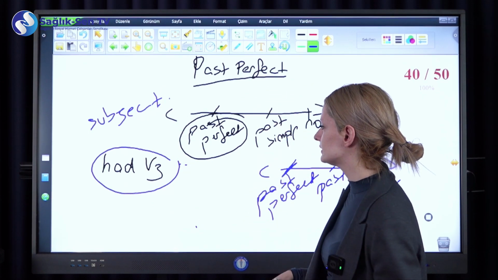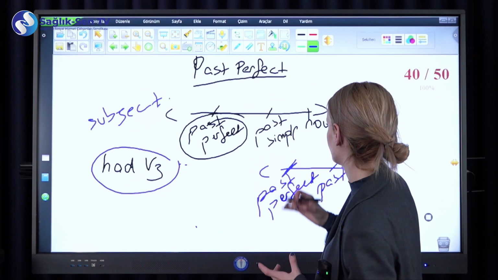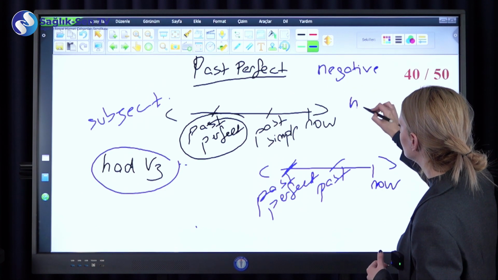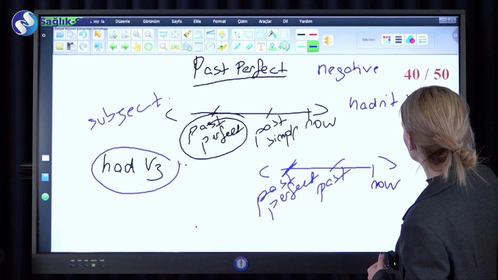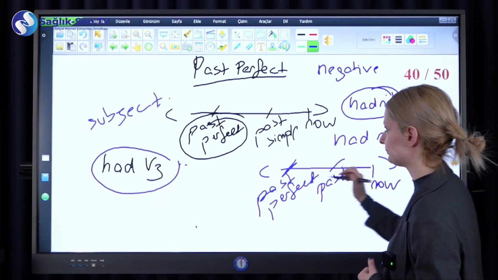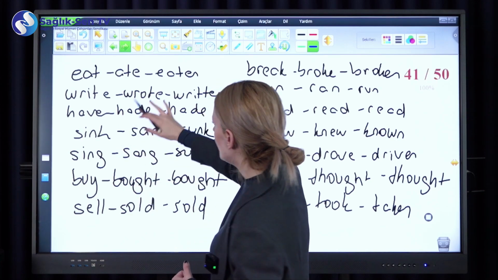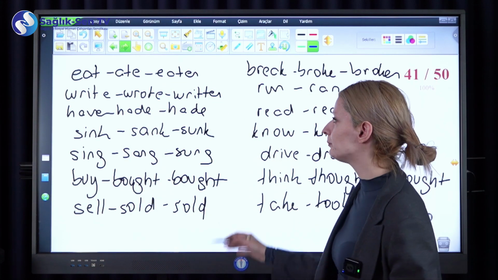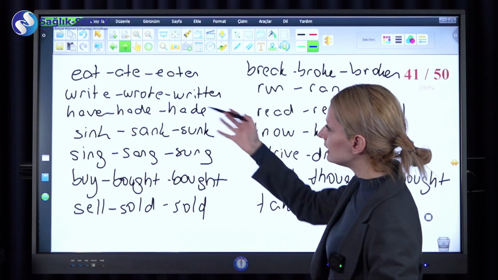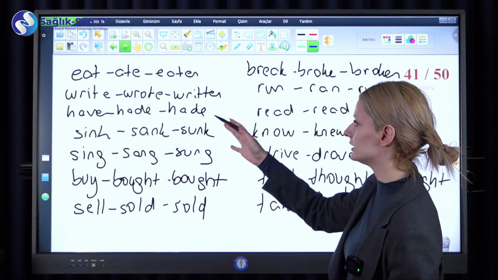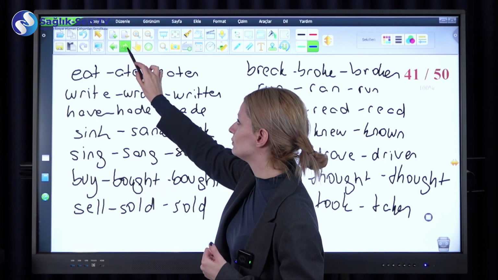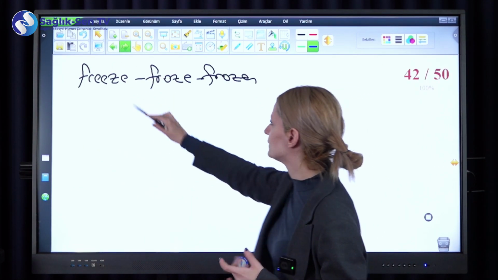Doesn't matter what subject is used in the sentence. It's not up to the subject. We always use had plus verb 3. If it's a negative sentence, we use hadn't plus verb 3, which is short for had not. Then we have also studied some verb 3 forms of the irregular verbs. Eat, ate, eaten, write, wrote, written. As I have said, there's no logic behind it. You sadly should memorize them.